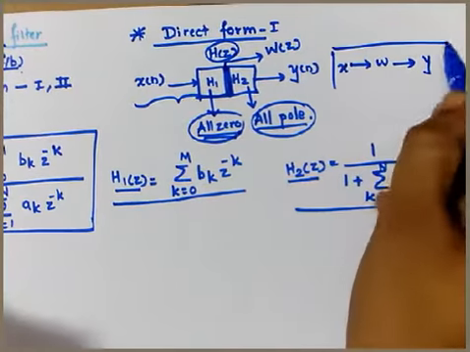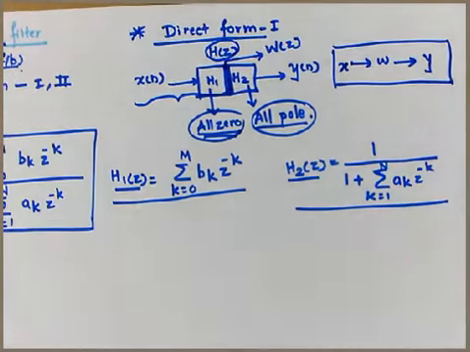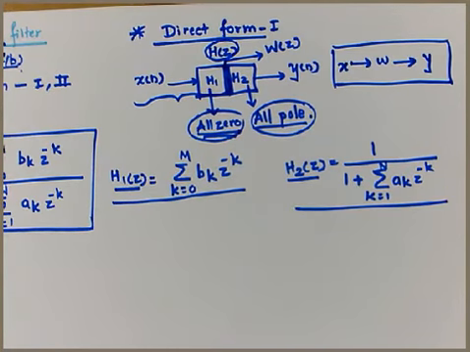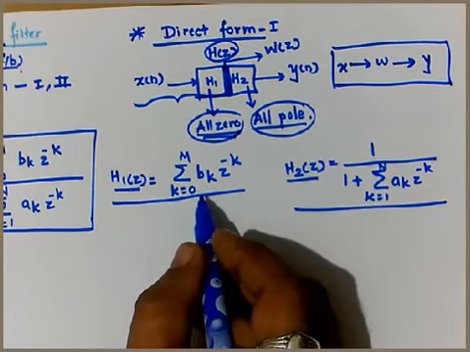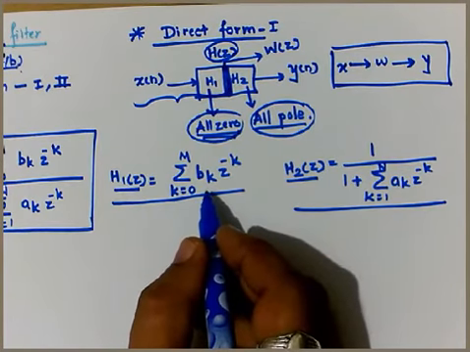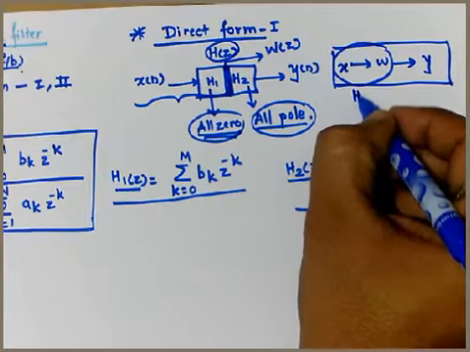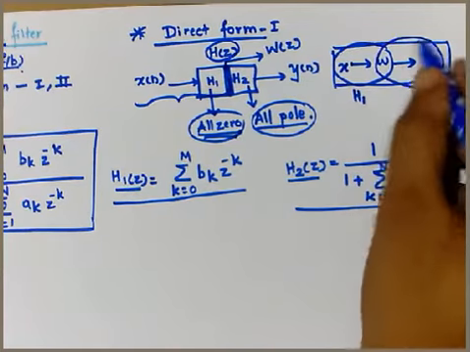Now let's see for this specific case how to write it in terms of the direct form 1. So this is H1 of z. Let's write this H1 of z in terms of this particular parameter. So this is H1, this is nothing but H2.